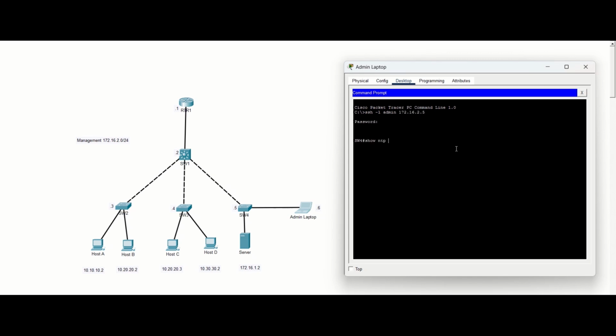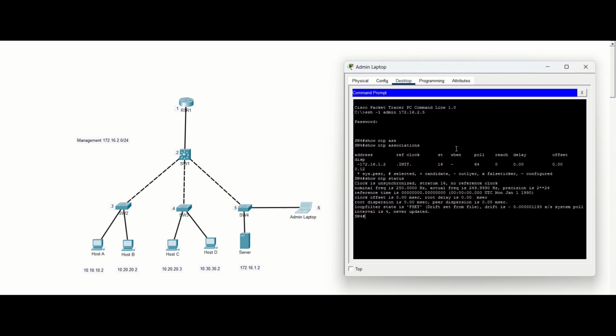Issue the command show NTP associations. No asterisks next to the server of 172.16.1.2. You could also use the command show NTP status. The clock has not been discovered and it has not synchronized. Next, we attempt to ping the server. No IP reachability means no NTP functions.